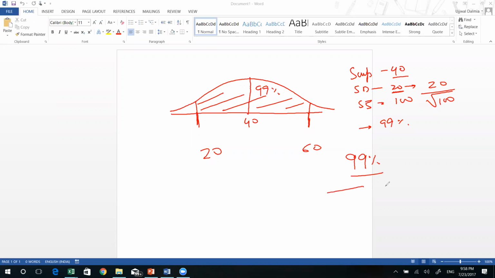Guys, I'm talking about being 99% confident. 99% is how many standard deviations away? 3. Ashima, is the answer clear to you? Yes. What about others? Ramesh?